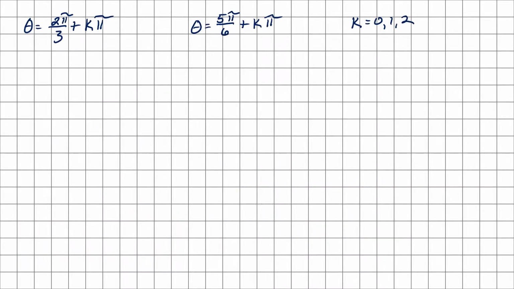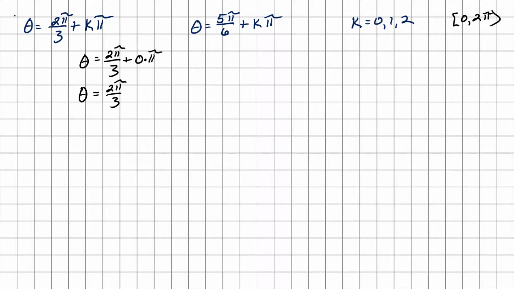Okay, so let's go ahead and plug k equals 0 into this thing. What we're going to end up with is theta is equal to 2 pi over 3 plus 0 times pi, which is just simply going to be 2 pi over 3. So I know that that's one of my possibilities because 2 pi over 3 definitely falls within this interval from 0 to 2 pi.